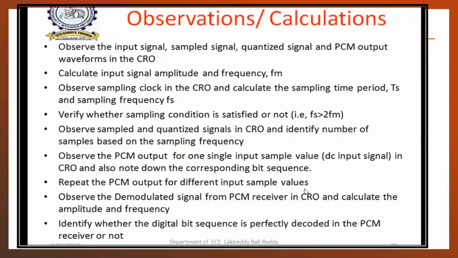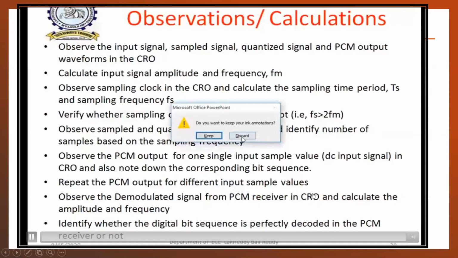And repeat the PCM output for different input sample values. You need to observe the PCM output not only for a single DC value, but for a number of sampling values, like 2 or 3. And observe the demodulated signal from the PCM receiver in the CRO, and then calculate the amplitude and corresponding frequency. And again, identify whether the digital bit sequence is perfectly decoded in the PCM receiver or not. These are the observations and calculations to make while doing the experiment.